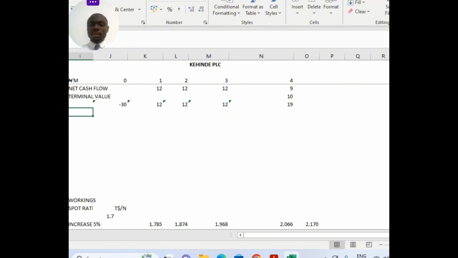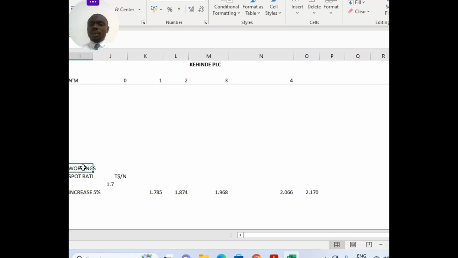This is our workings here. Now, this is how it is. You see that the spot rate is T$ to Naira. Don't forget that we want to convert to Naira. We want to convert the T$ to Naira.